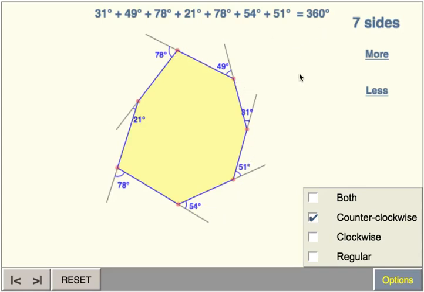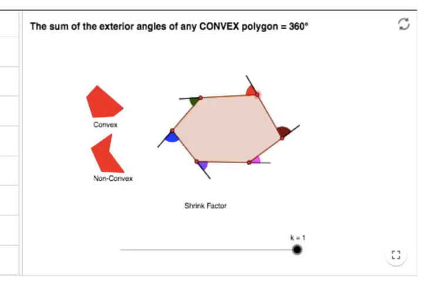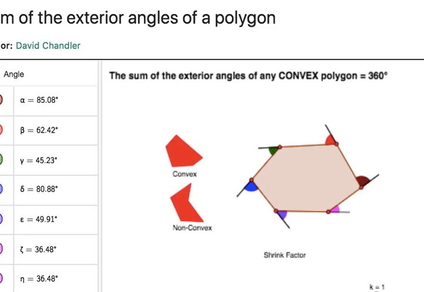Now, you might be wondering why this is. Here, let me show you something else. Let's say this is a non-regular hexagon here. I want you to see all these exterior angles. They're different colors. If I shrink this shape down, I want you to see what happens to those vertices, to those exterior angles. Together, they all make a perfect circle. They all make 360 degrees, right?